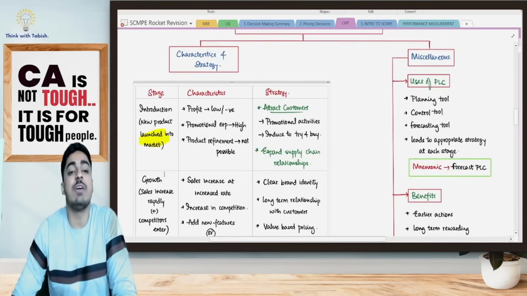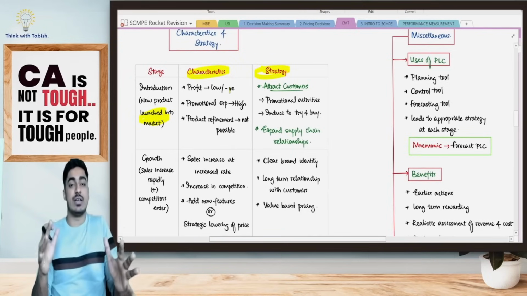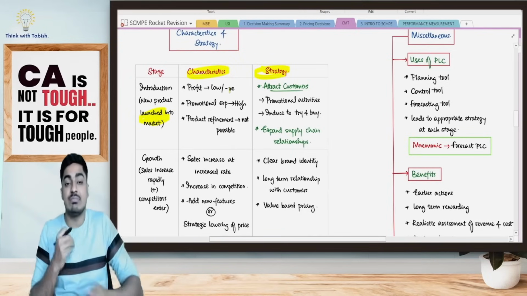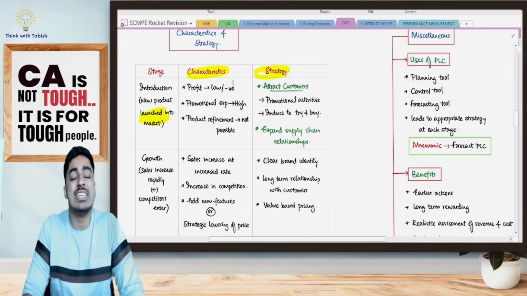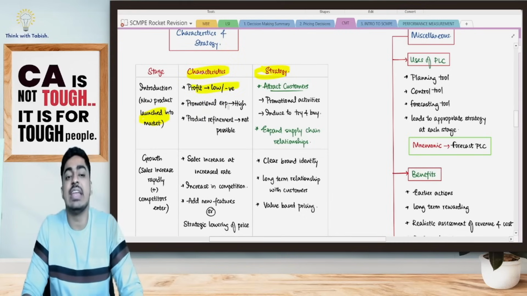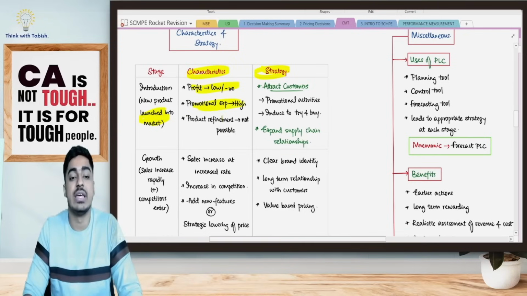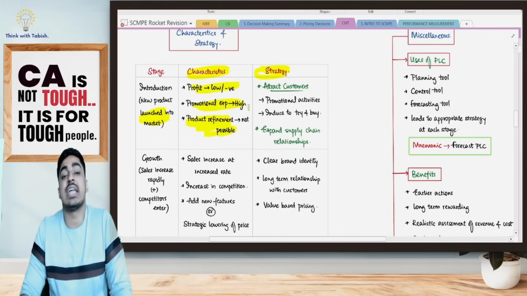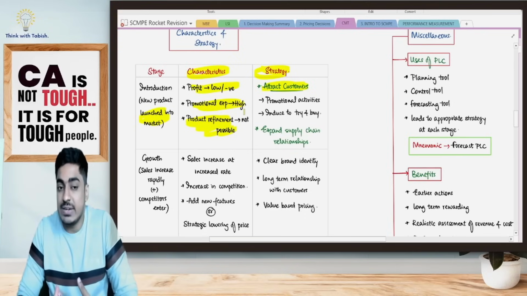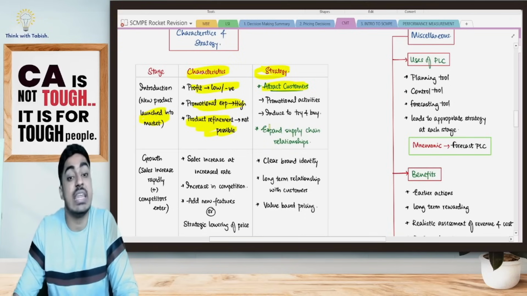Now, for every stage, we want to know what characteristics are there and what strategy is there. Characteristics are generic for that complete phase. Strategy is something which the company does by itself. Now, introduction phase, few characteristics. Profit will generally be very low or else it could be negative. High promotion expenditure will have to be incurred because it's a new product. It has to become popular in the market. Product refinement changes are not possible because just now we've introduced the product to the market. Strategy, what all can we try to do? We can try to attract the customers through promotional activities, or we can induce them to try and buy. Again, we try to expand our supply chain relationships.